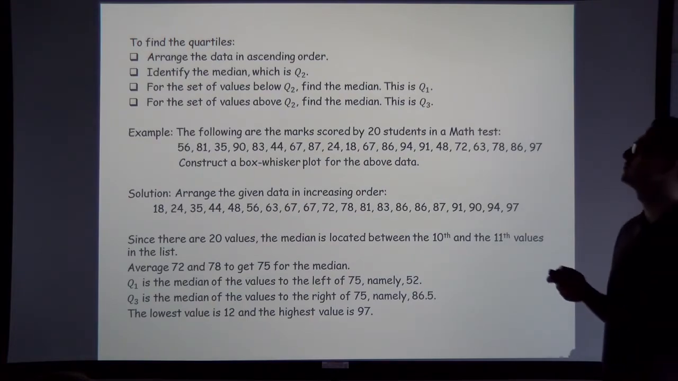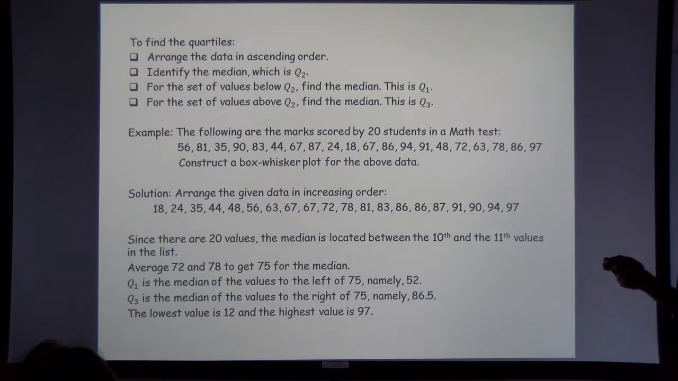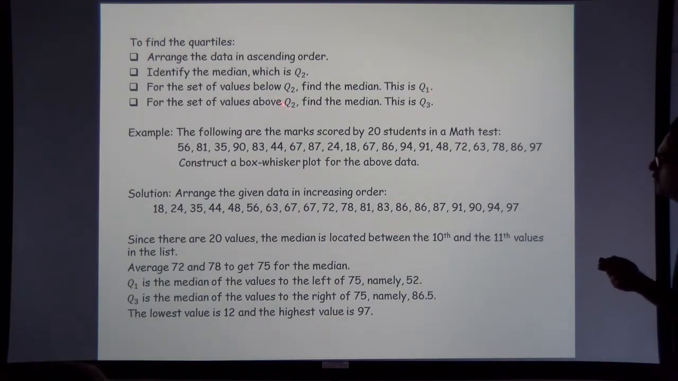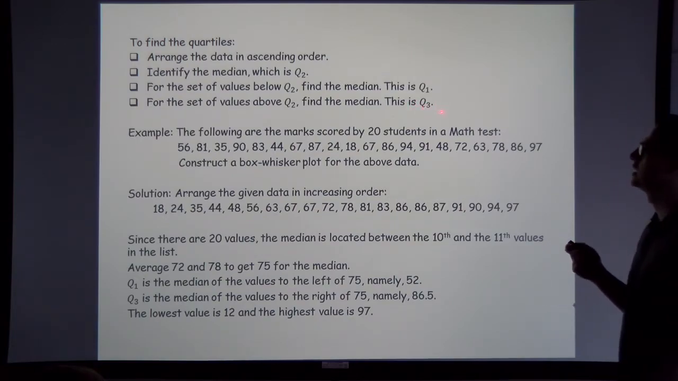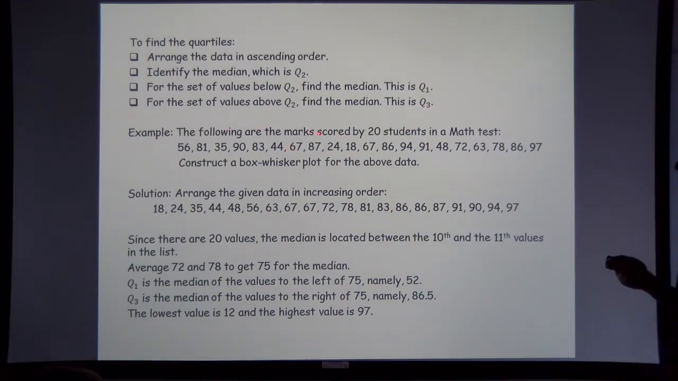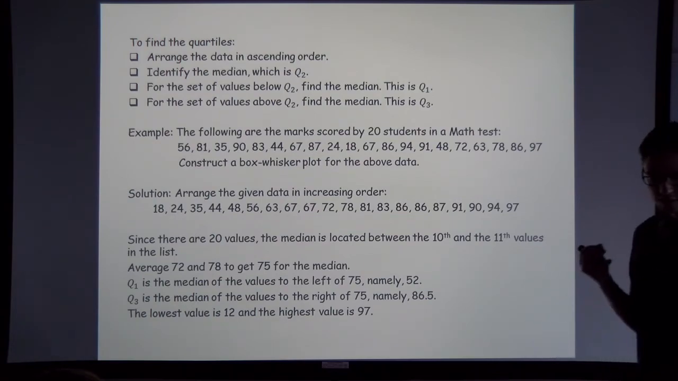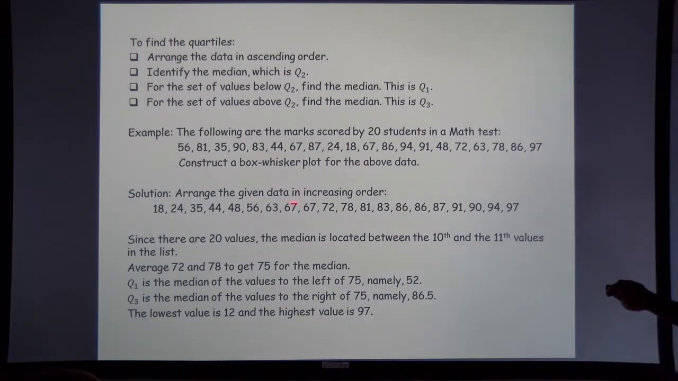So to find quartiles, arrange the data in ascending order, identify the median, which is Q2, for the set of data. For the set of values below quartile 2, find the median. This is quartile 1. For the set of values above your median, this is quartile 3. So the following are the marks scored by 20 students on a math test. Construct a box and whisker plot. Very, very important, I tell my students this all the time: make sure you're arranging them in increasing order. You're not able to find the correct median by looking at all this data. Make sure they're written in increasing order.